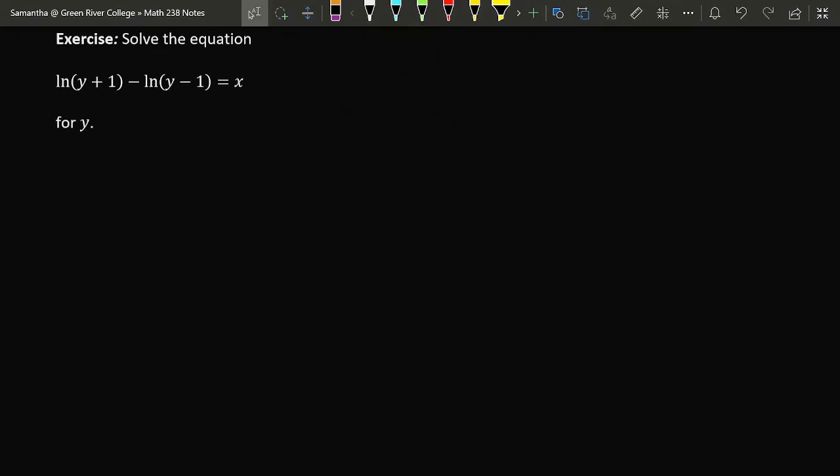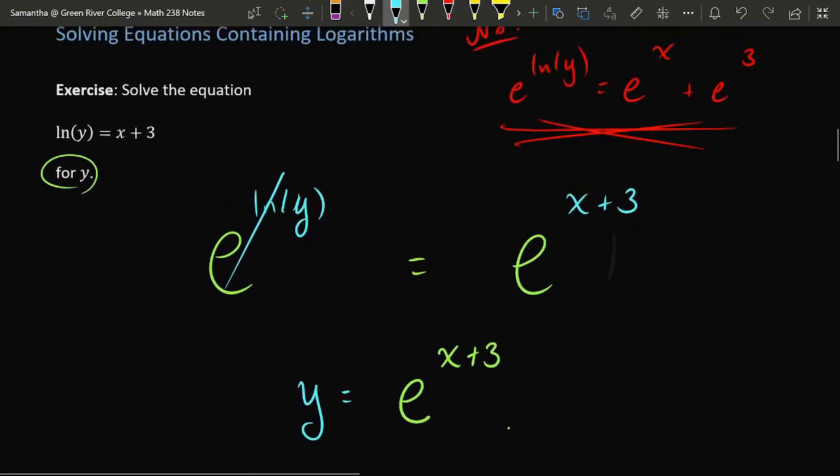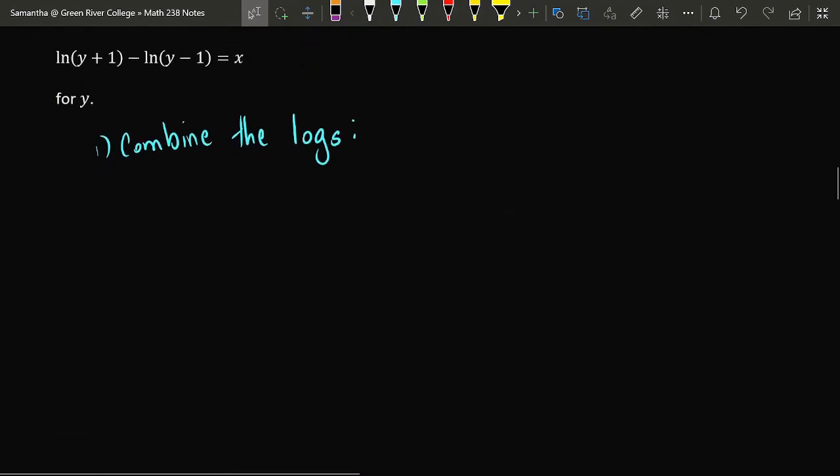The situation becomes more complicated when we have more than one natural log in the equation. Natural log of y plus 1 take away natural log of y minus 1, for example. Let's try and solve this for y. So the first thing that you want to do when you have multiple natural logs is you want to try and combine them into a single natural log. That way you can cancel out that combined logarithm using an exponential. To that end, I'm going to use the log property that says that if you subtract on the outside of a natural log, that's equivalent to dividing on the inside of a natural log.